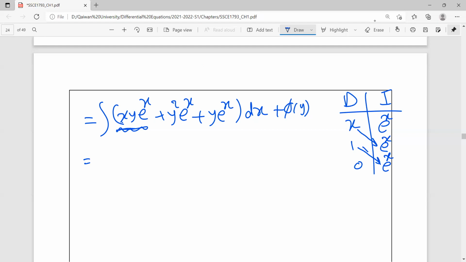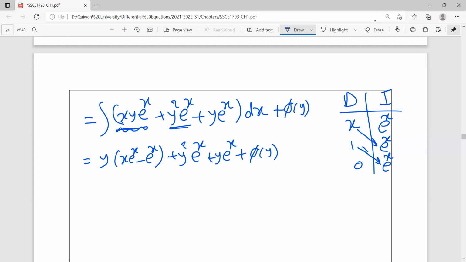Okay, so here we have the result. Here we have y times x e^x minus e^x minus e^x. Then for this one, y is constant, plus y squared e^x. The integration of e^x is only e^x, plus y e^x plus phi of y.